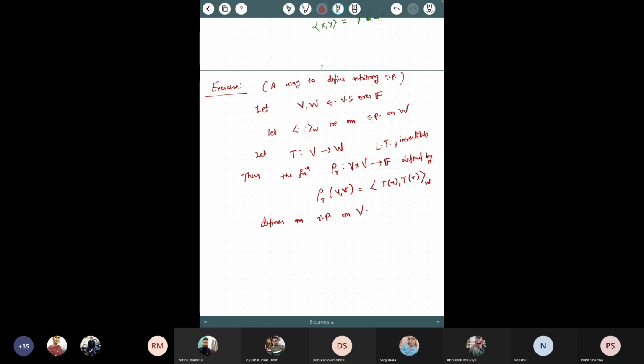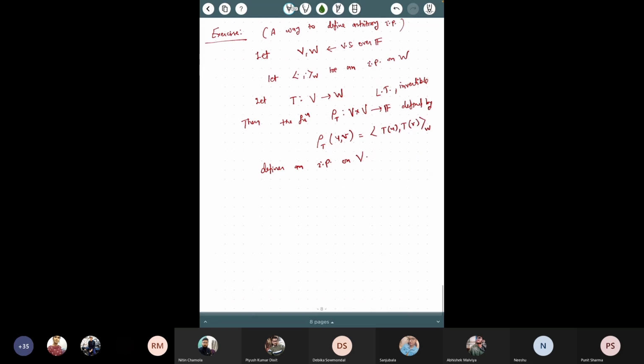Now using this, you can see that if you know an inner product on W, then using this inner product on W, you can actually define an inner product on V. So this gives you a way to define an inner product on V. Now if you change the inner product on W, or you take any other invertible linear transformation, then you will get a different inner product on V. So this result gives you a way to define an arbitrary inner product on a vector space. Let me give you one example of how to use this.